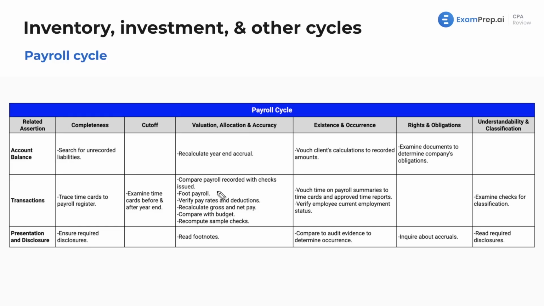We could foot the payroll, do all these checks, verify pay rates and deductions, recalculate gross and net pay, and compare with the budgeted expected amounts. That would also help you to determine if there are any gross misstatements, and then recompute any sample checks. For existence and occurrence, we could vouch time on payroll summaries to time cards and approved time reports, and verify employee current employment status. That's a big one. Possible fake employees: someone could create a fake employee and be collecting their paycheck. Also, there could be an error and we're accidentally paying someone.